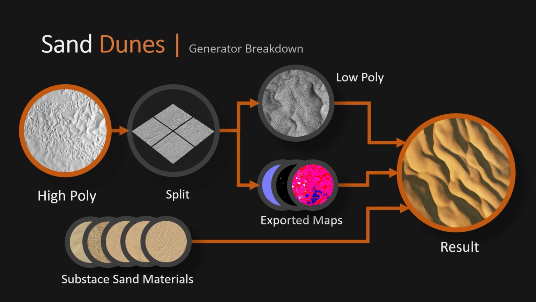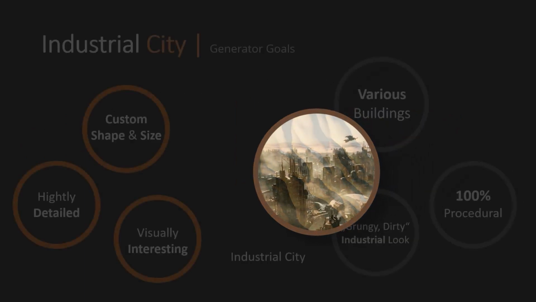Then I created various sand ripple materials in Substance Designer, and in Unreal Engine I created a landscape material where I mapped these textures based on the masks from Houdini. Okay, and that wraps up the dunes, and now we can move to the city.